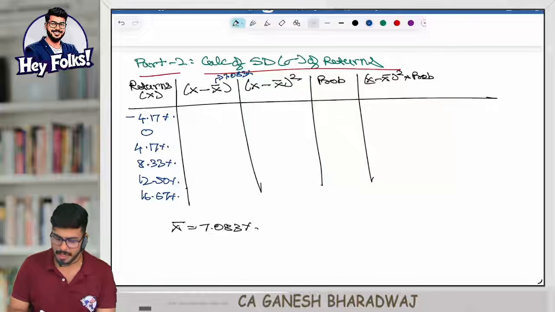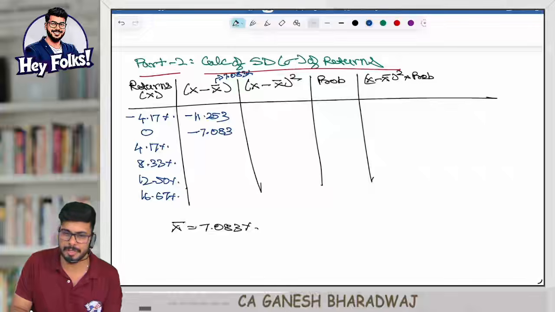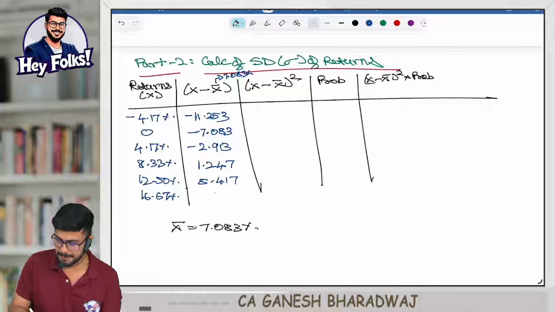Am I right, guys? So come on, tell me, what are the figures here? Minus 4.17 minus 7.083. How much is that? Come on, quickly. Minus 11.253. Then next figure, minus 7.083. How many of you use a calculator for this? 0 minus 7.083 is minus 7.083 only. Okay, next one. Minus 2.913, then 1.247. Guys, be quick with the calculations. Next, 5.417, 9.587. Am I right? Yes.